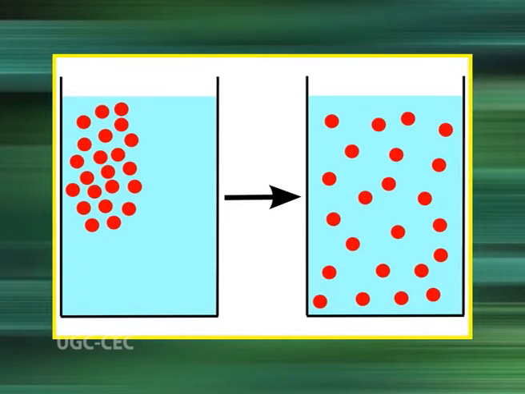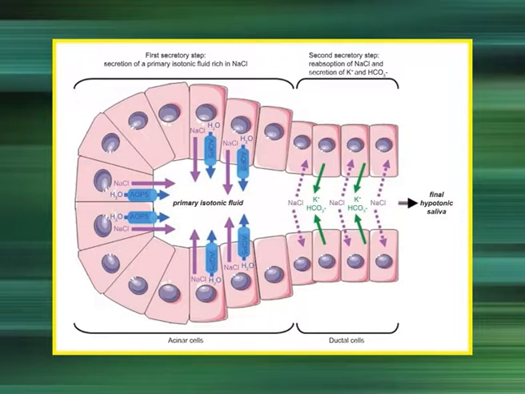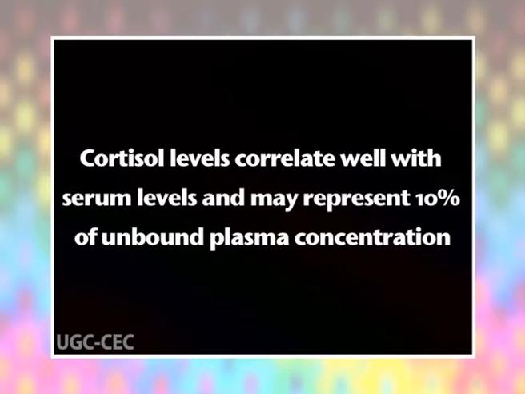The majority of hormones enter saliva by passive diffusion along a concentration gradient across the acinar cells of the salivary gland. Such hormones are lipid-soluble, that's steroids. Salivary levels may represent the free or non-protein bound hormone levels. Cortisol levels, for example, correlate well with serum levels and may represent 10% of the unbound plasma concentration.